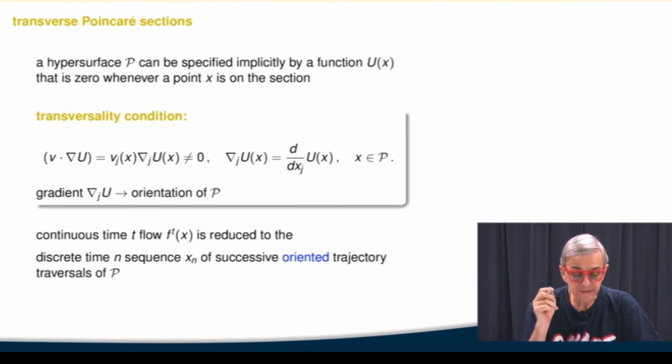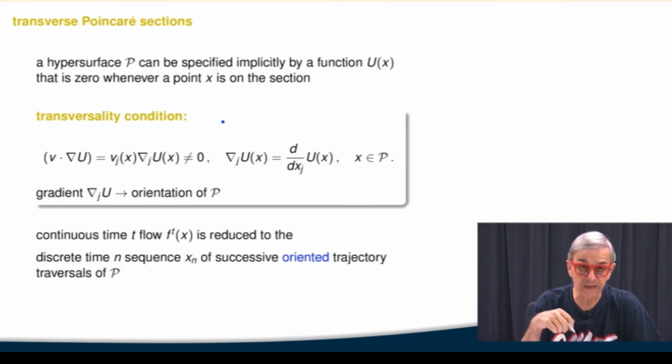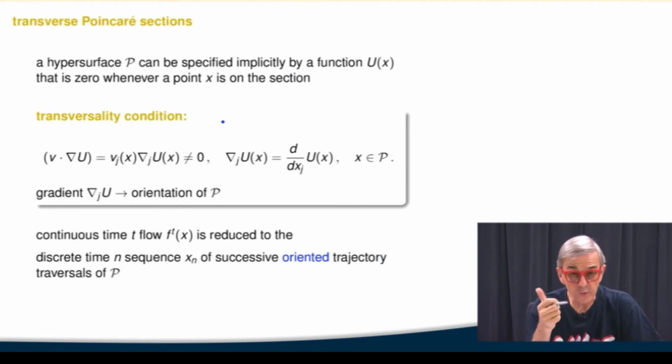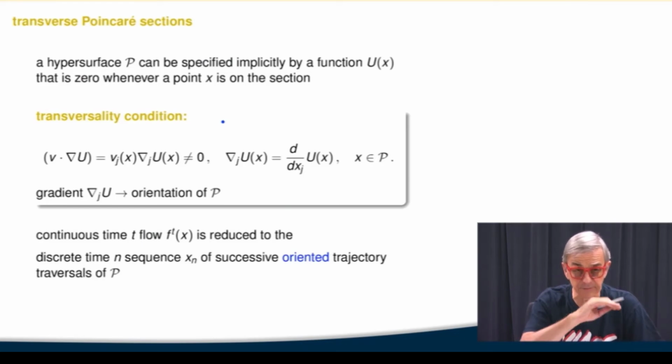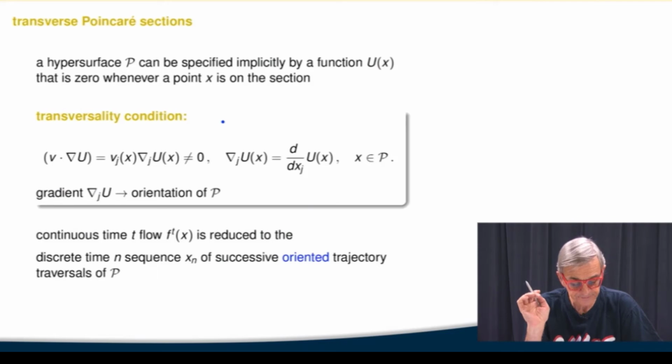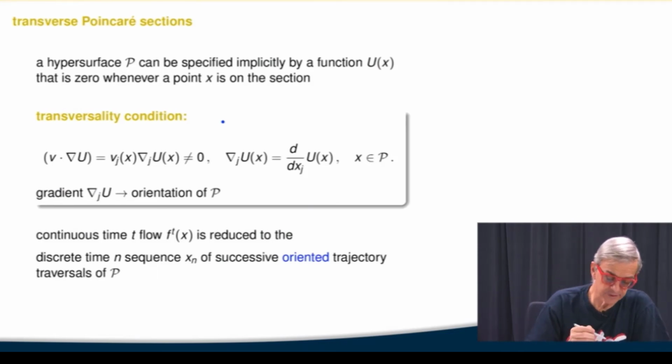So more precisely, a Poincaré section is a hypersurface that can be specified implicitly by any function. So if I set a condition that some function is 0 whenever I cross the section, I impose one condition on the system, so it reduces the dimensionality of the space by 1. That's how we get codimension 1 surface. And we have to make sure that it's transverse.